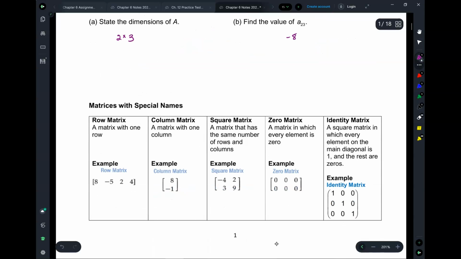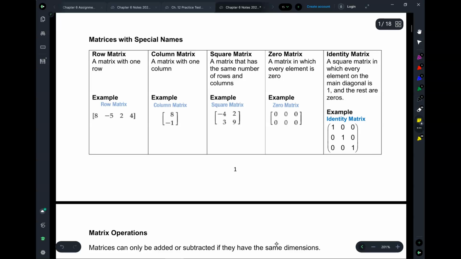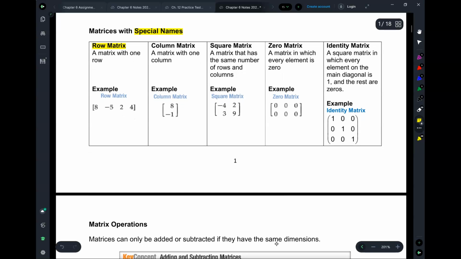Now, let's talk about some matrices with special names. A row matrix, as you can imagine, is a matrix with only one row. It could have as many elements in there as you want, but it's just one row. So for example, this is a row matrix. What are the dimensions of this matrix, by the way? How many rows? 1. One row. How many columns? 4. So it's a 1 by 4. Okay? It takes a little getting used to. But once you do, oh my God, I love matrices.